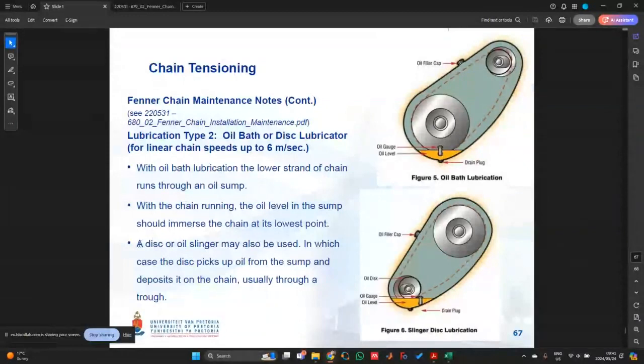We can alternatively also use a disc or an oil slinger, in which case the disc then picks up oil from the sump and deposits it on the chain, usually through some trough mechanism that we have. Okay, so it looks more or less the same over here. We just have an oil disc instead of an actual sprocket. So this oil disc will then pick up the oil and distribute it over this chain as it's moving around it.